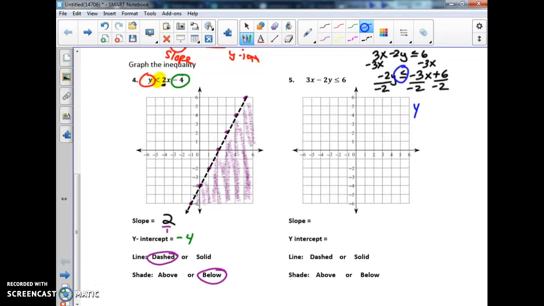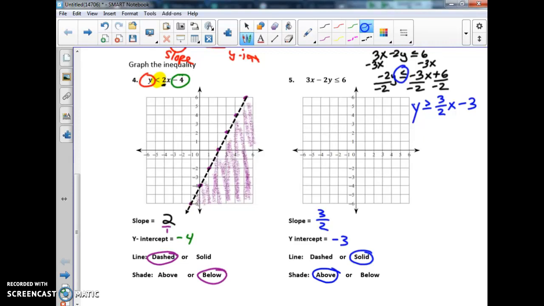So I'm going to be left with y is greater than or equal to, let me rewrite that. Y is greater than or equal to, negative 3 over negative 2 is a positive 3 over 2, and then a positive 6 over negative 2 is a negative 3. So now when I look at this, my slope is going to be positive 3 over 2. My y-intercept is negative 3. It has an equal sign with my greater than or equal to, so that means it's a solid line. And because it's a greater than sign, once I solve for y, I'm going to shade above.